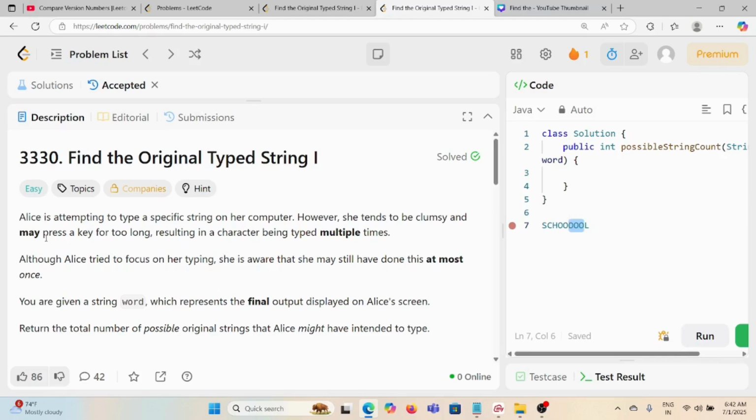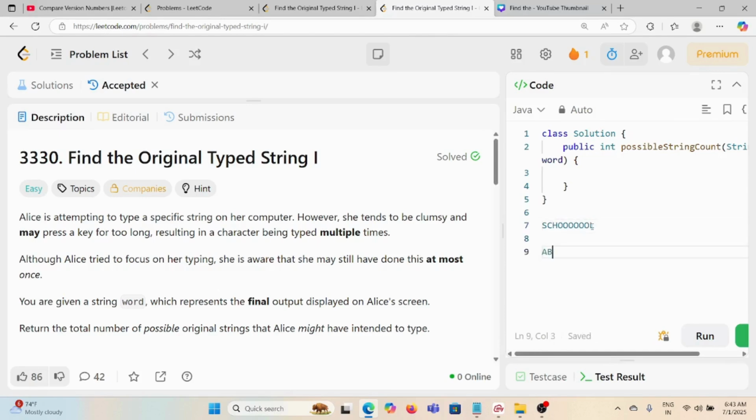So she may press a key for too long, resulting in a character being typed multiple times. Although Alice tried to focus on her typing, she is aware that she may still have done this at most once. So she may do it only up to once, maybe zero times. She wouldn't repeat it multiple times. For example, if she was typing "school", she might do it like this, or she would be typing it correctly only. Okay, it's not necessarily a meaningful word.